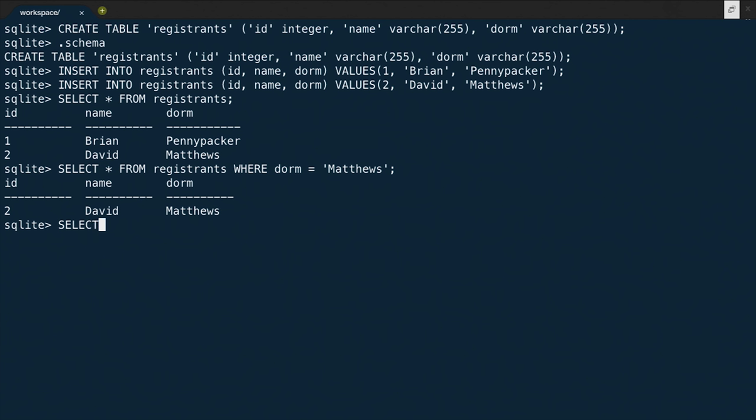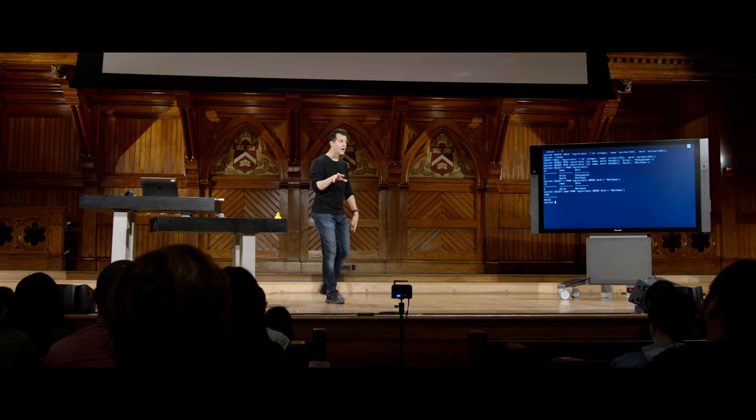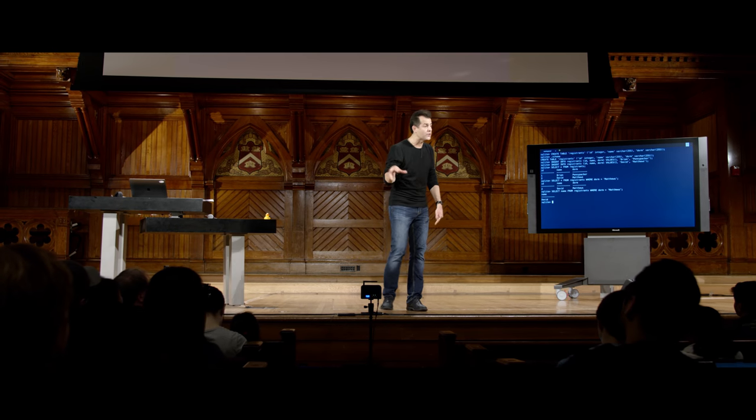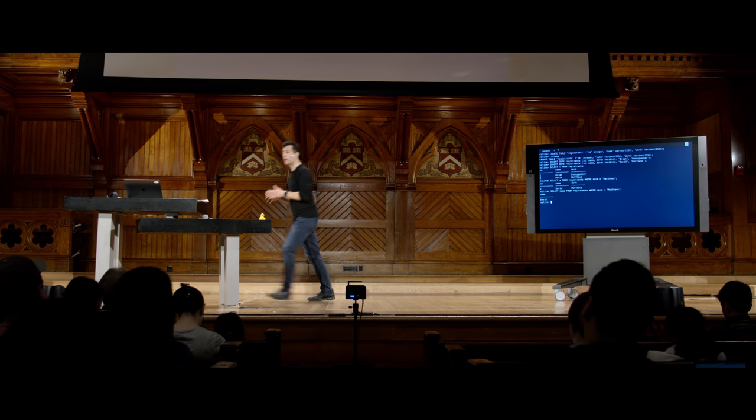So if I want to select someone else, I could do maybe select just the name from registrants where dorm equals Matthews. If I only care about knowing who registered, I could do that and whittle it down to even less data. So already, in just these few commands, I can express so much more functionality than you could with a CSV. To do this in CSV, you would have had to write all of these lines of Python code yourself.